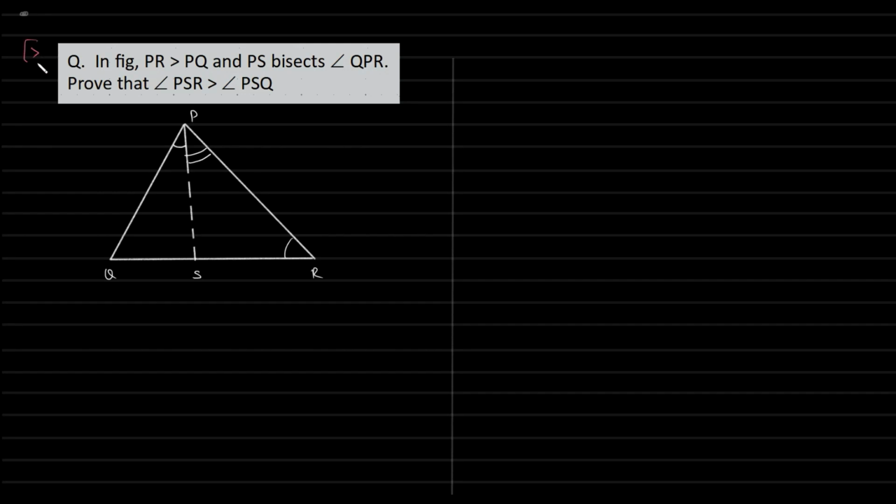In the figure, PR is greater than PQ and PS bisects this particular angle, right? So we'll call this as X and X. Prove that PSR is greater than PSQ.